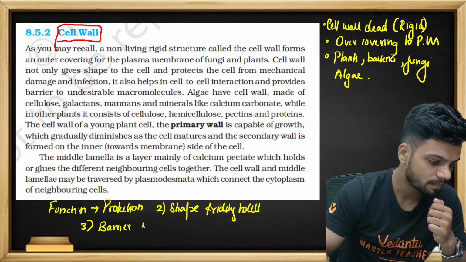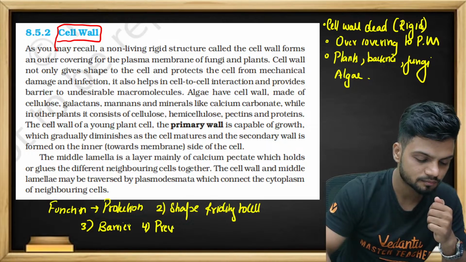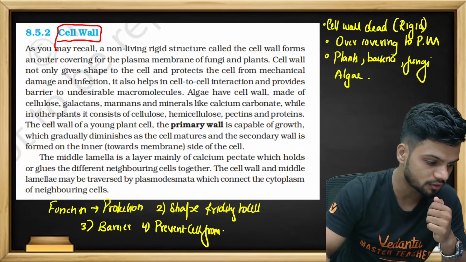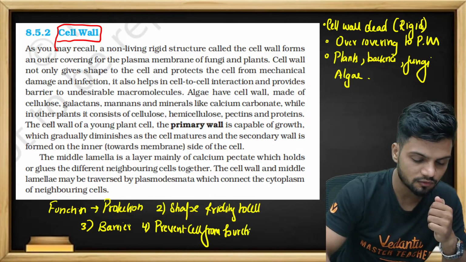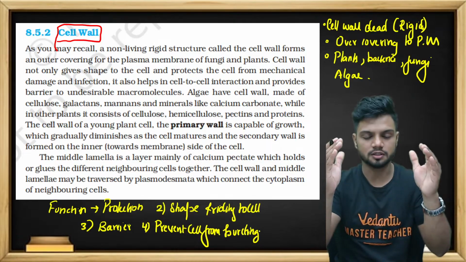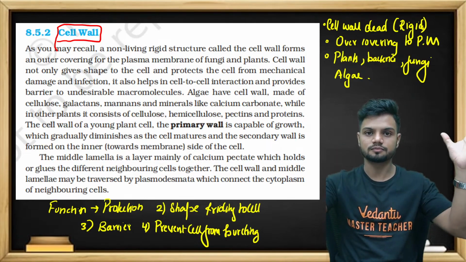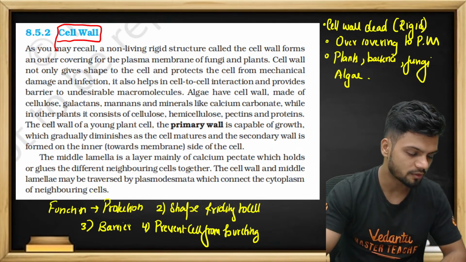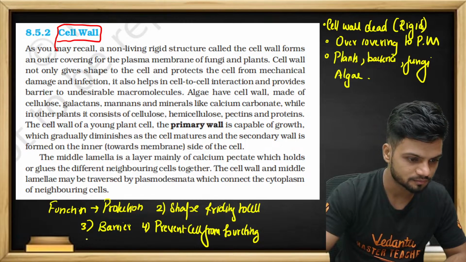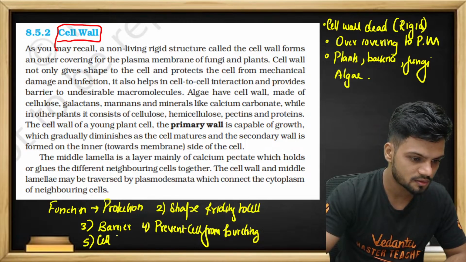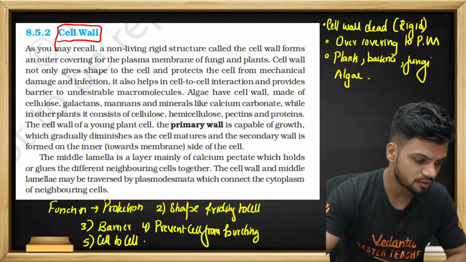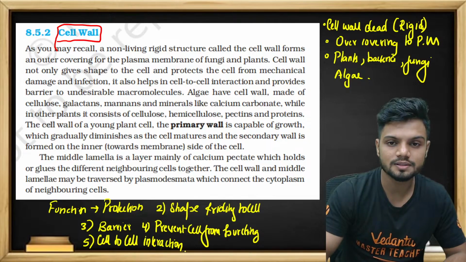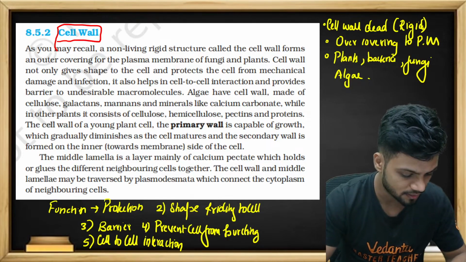It can prevent the cell from bursting because of turgidity. The cell enlarges because of turgor pressure. If there is no cell wall, it will blast off. So the cell wall makes sure the cell doesn't burst, containing the explosion. The last point is cell to cell interaction. This last fifth point is very important. I'll teach you today what cell to cell interaction is.